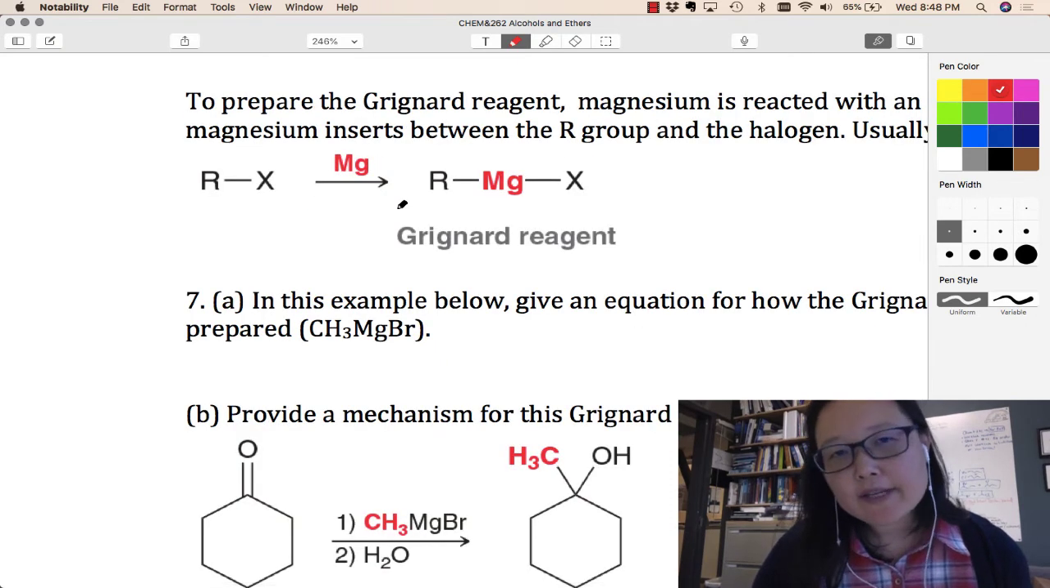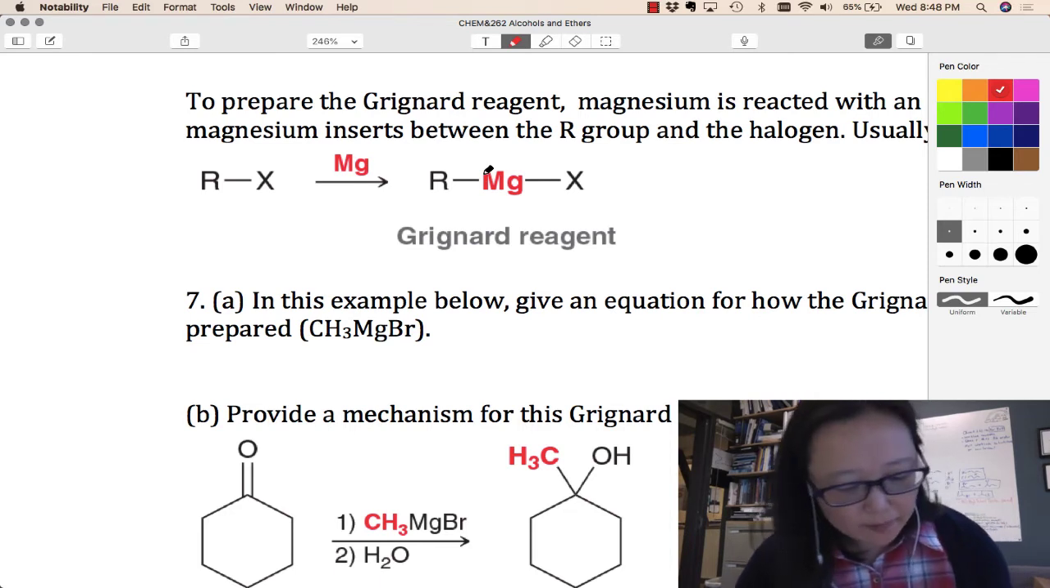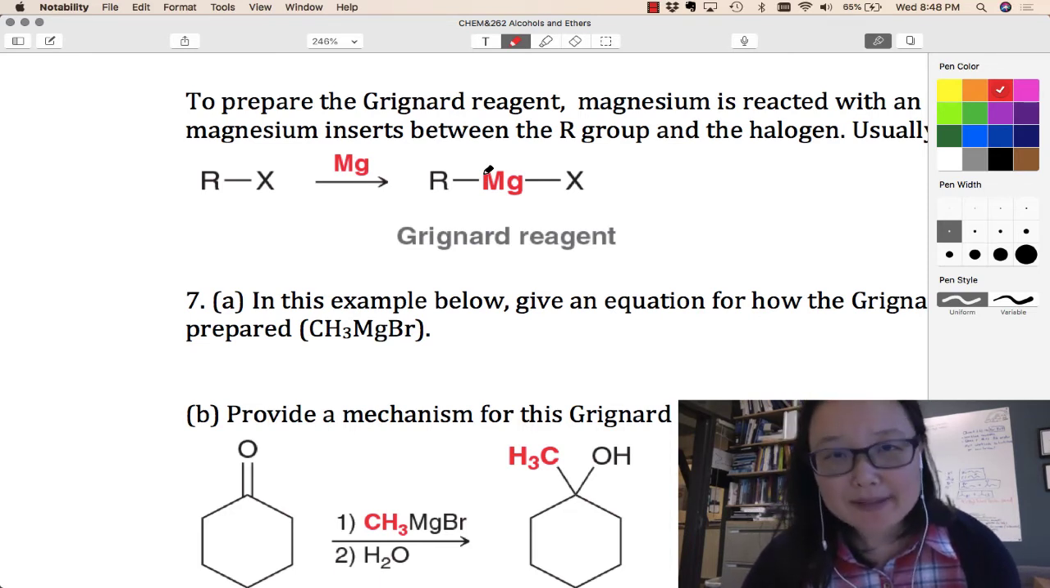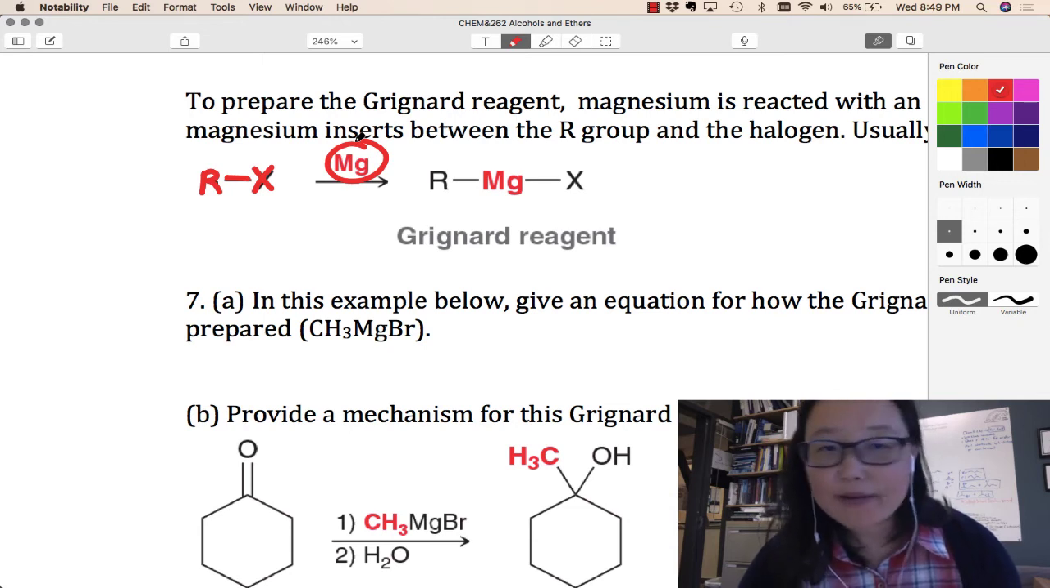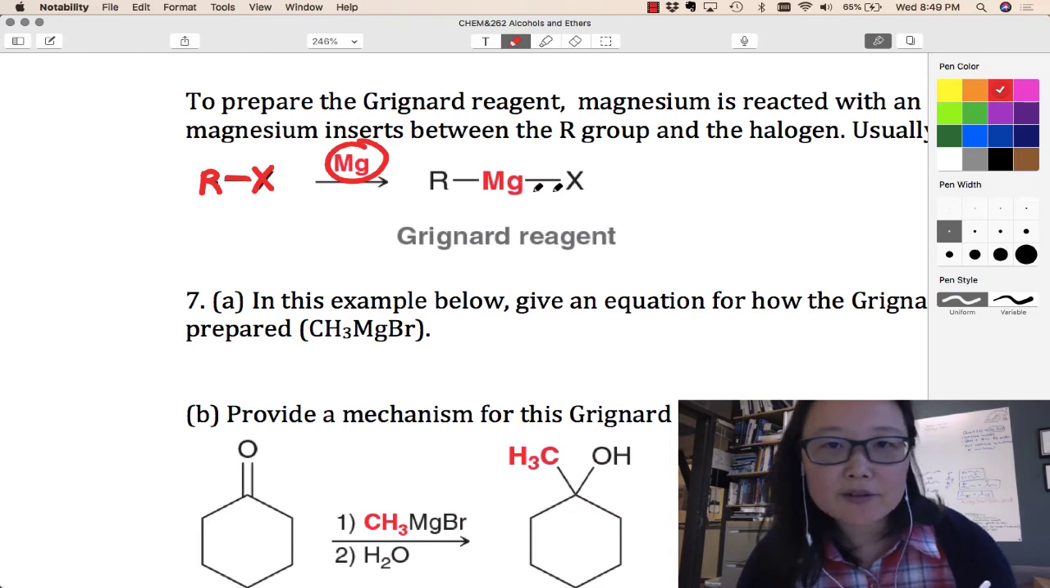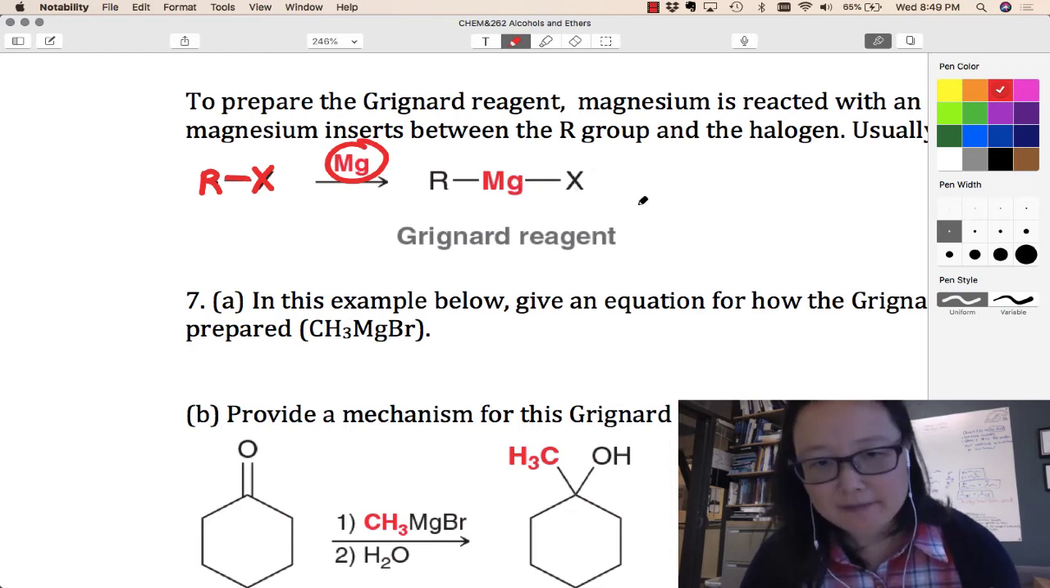So often you can just use the Grignard reagent, but you might see reactions where you have to make that first. So how do we make the Grignard reagent? Well, you are going to do a lab on this if you haven't already. You take an alkyl halide, RX, and you add magnesium metal to that. And then they react together, and the magnesium inserts itself between the alkyl group and the halogen.